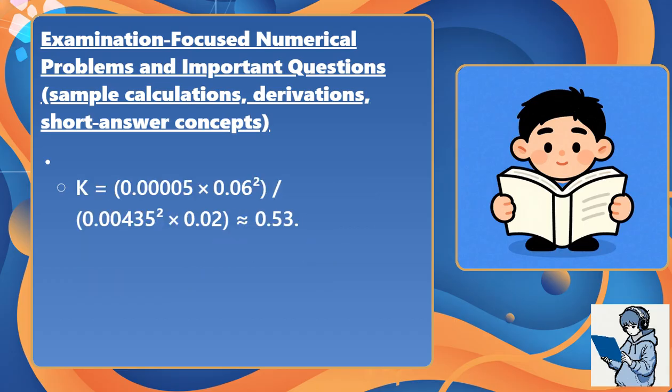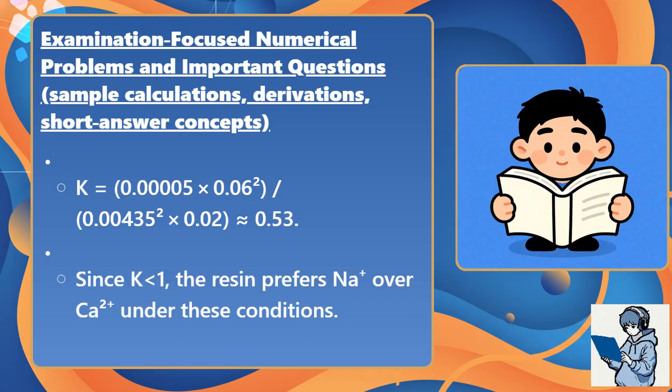K equals 0.00005 times 0.06 squared divided by 0.00435 squared times 0.02, approximately 0.53. Since K is less than 1, the resin prefers sodium + over calcium 2+ under these conditions.